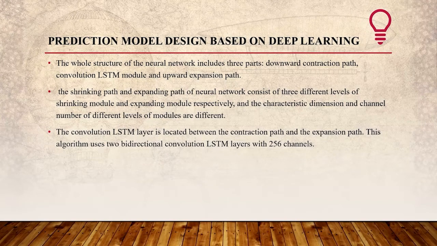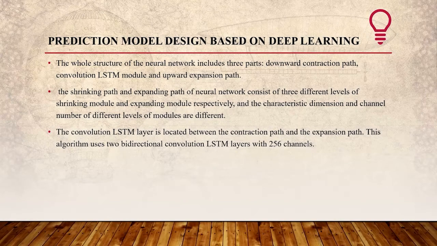The features enhanced by the convolution LSTM layer will be sent to the expansion path. The expansion path and contraction path are just opposite. It includes 3 expansion modules. Each expansion module contains an upsampling layer and a residual module. The structure of each residual module is the same as that of the shrinkage path.